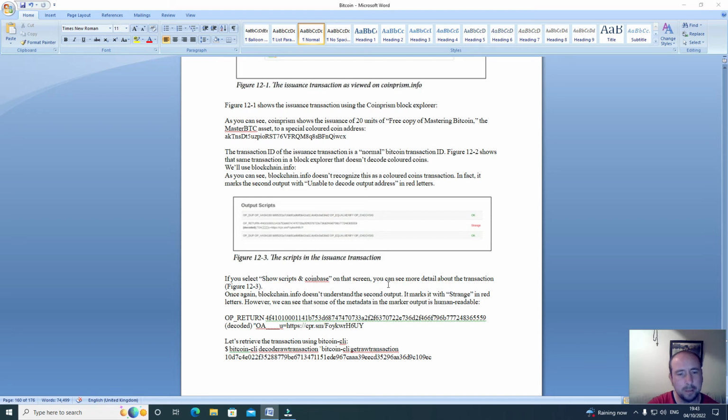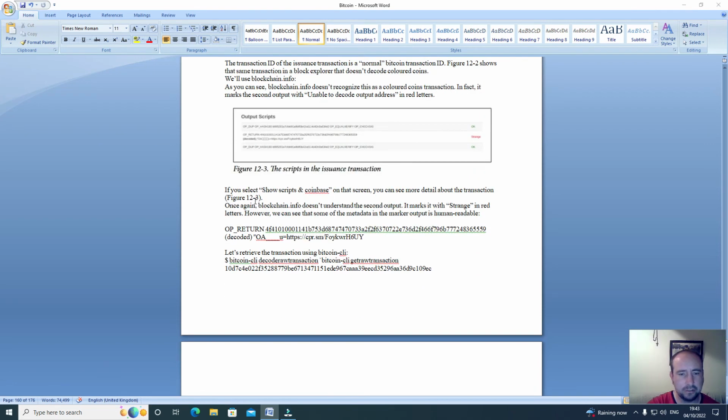Figure 12.2 shows that same transaction in a block explorer that doesn't decode colored coins. We'll use blockchain.info. As you can see, blockchain.info doesn't recognize this as a colored transaction. In fact, it marks the second output with "unable to decode output" in red letters. If you select "show scripts and coinbase" on that screen, you can see more detail about the transaction, Figure 12.3.